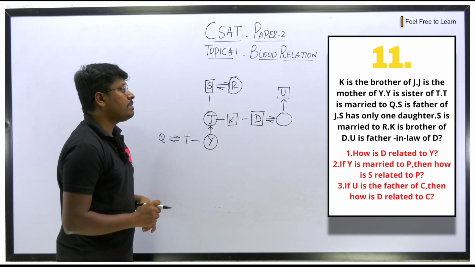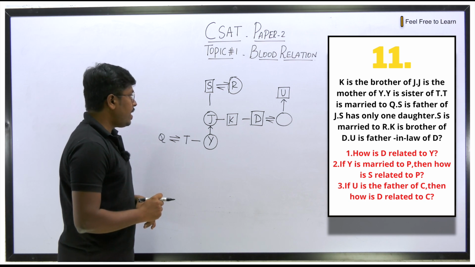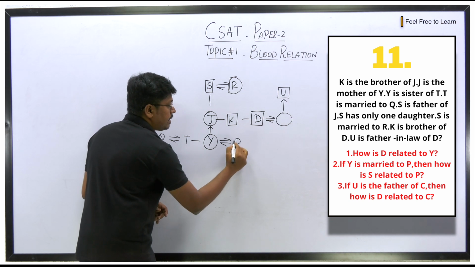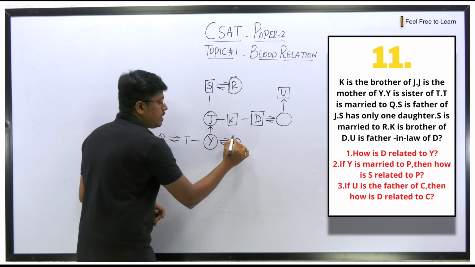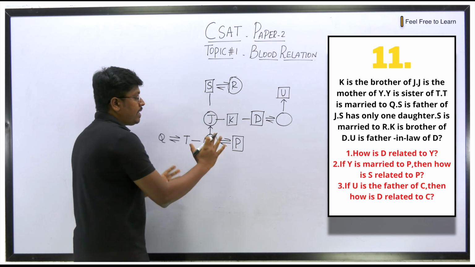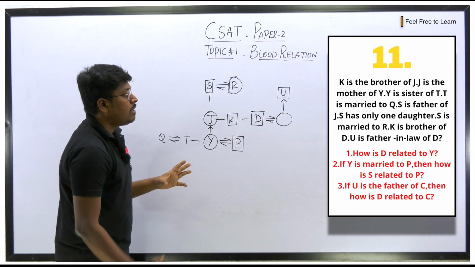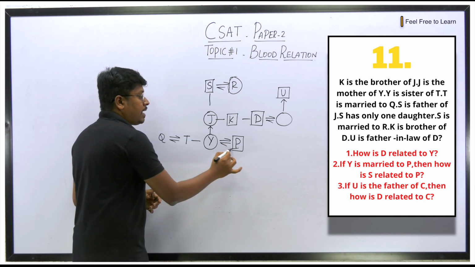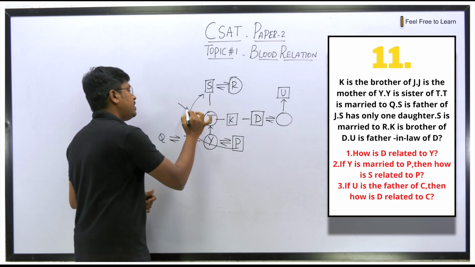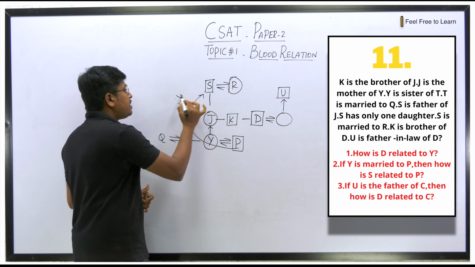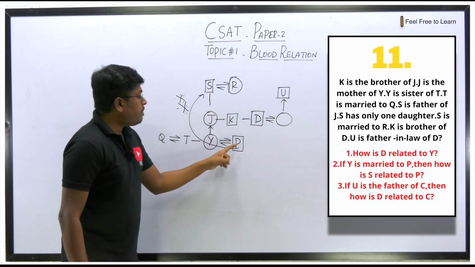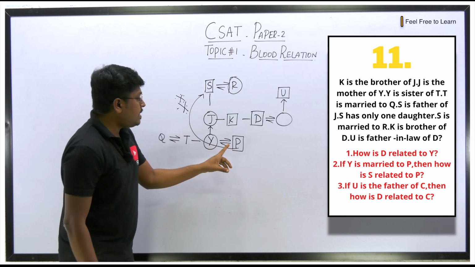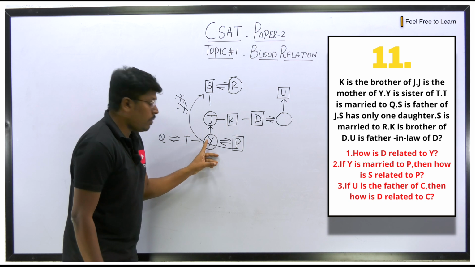Second, if Y is married to P. If Y is married to P, then we already know that Y is a female person, so P will be the male person, so we can say Y and P are a married couple. And then how is S related to P? From P, our target is to find what is the relation of S. It's most important, right? So why am I saying it's most important? From P, our target is to find the relation of S, right? Just see here, from P, Y will be wife, right?